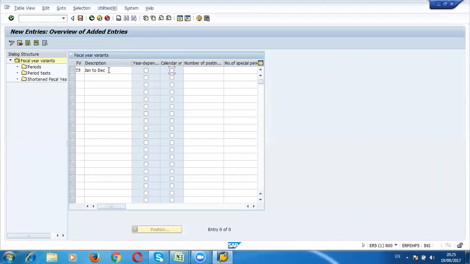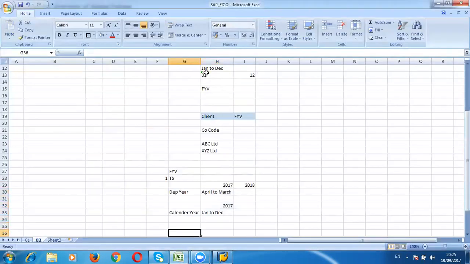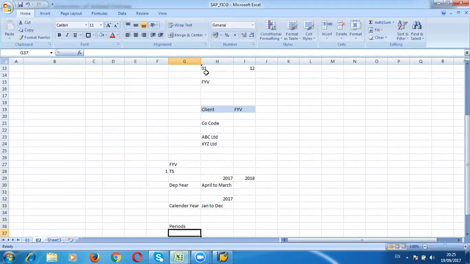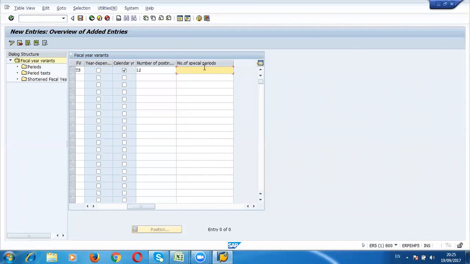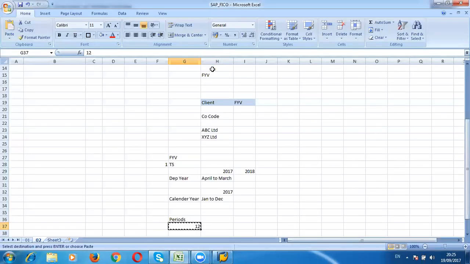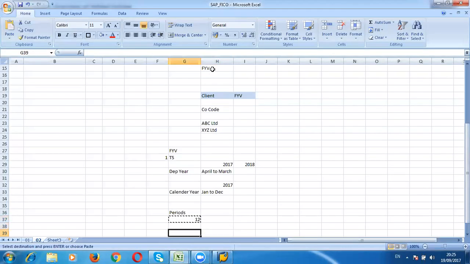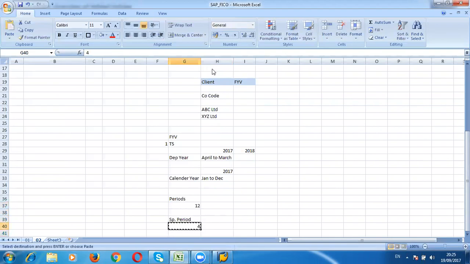So as per your fiscal year, you can select the checkbox for calendar year. Here the system is asking for the periods. How many periods do you have in your fiscal year? Definitely 12, right? But in SAP we have a provision for special periods. What is that special period, and what is its use? Maximum we can take 4 special periods.